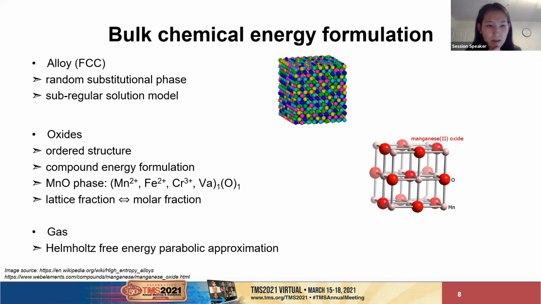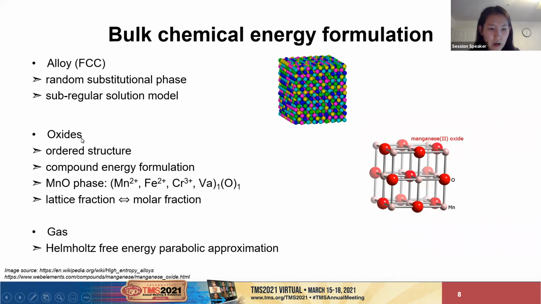So first of all, we have the alloy phase that has an FCC structure. It is a random substitutional phase, meaning that any of the alloying species, the iron, chrome, or the manganese, can sit on any of the lattices randomly without any preference. And this is represented by the subregular solution formulation.